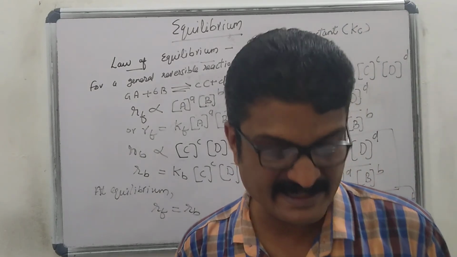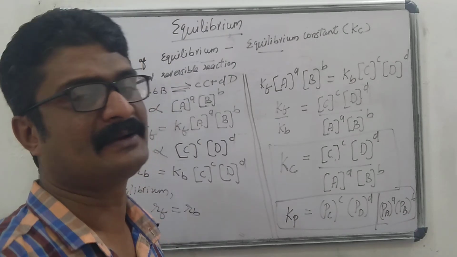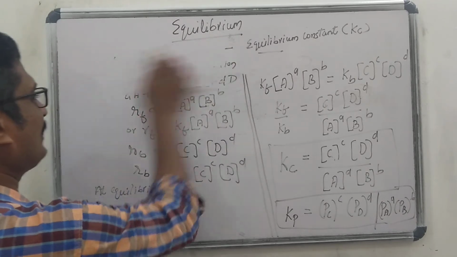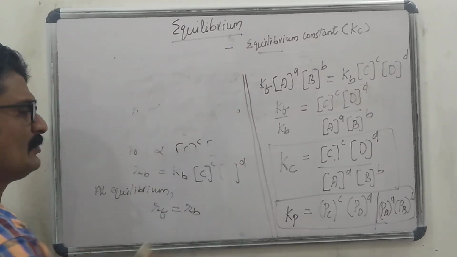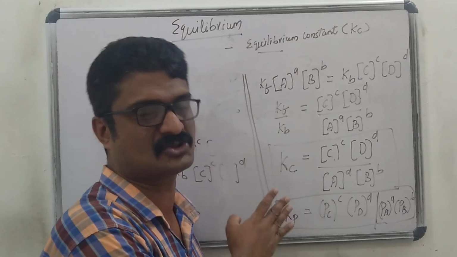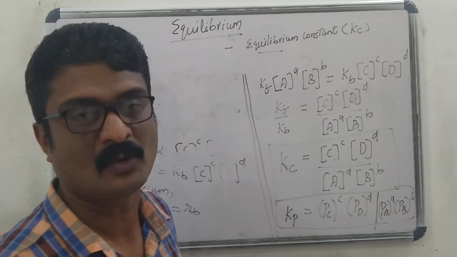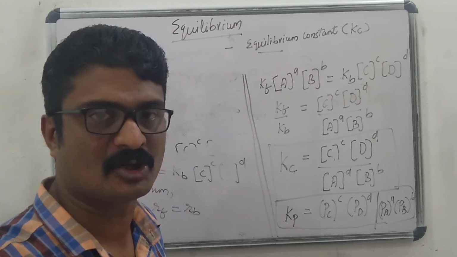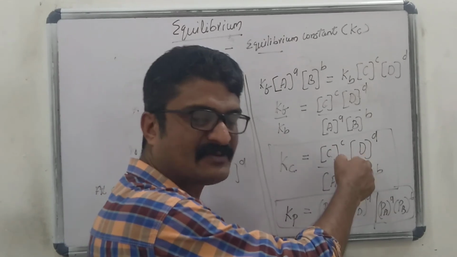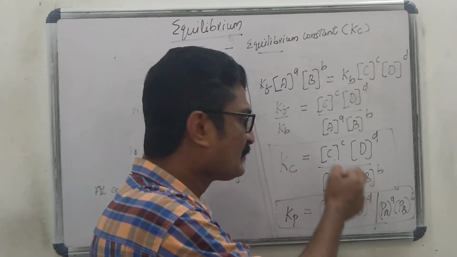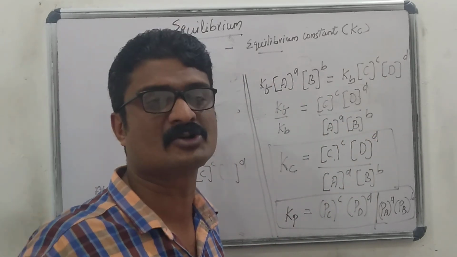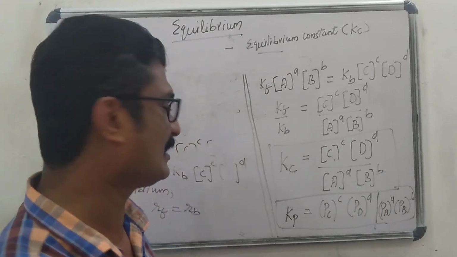Then next, what is meant by homogeneous equilibrium and heterogeneous equilibrium? Before that, അതിനു മുമ്പ് ഒരു കാര്യം ഞാൻ പറയാം. This expression indicates the law of chemical equilibrium. According to the law of chemical equilibrium, equilibrium constant is the ratio of the product of the molar concentrations of the products to that of the reactants, in which each concentration term is raised to the power which is equal to the number of moles in the balanced chemical equation.